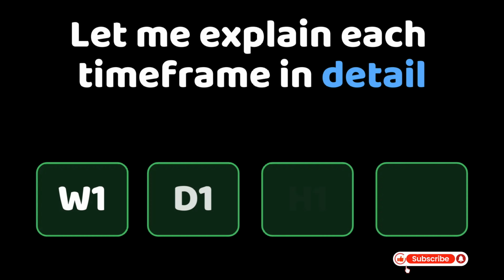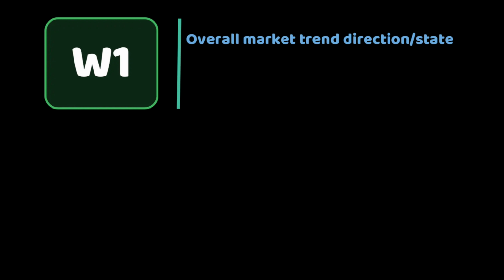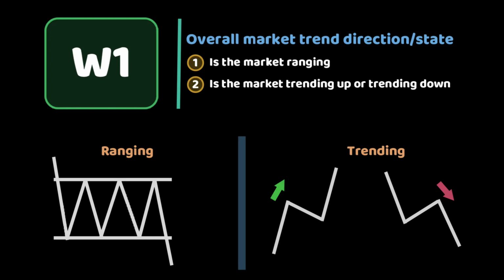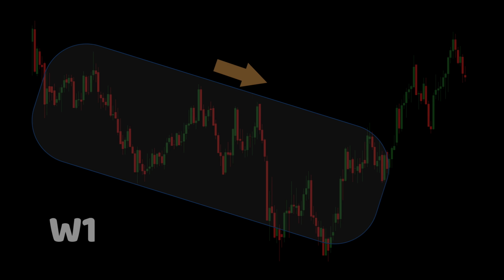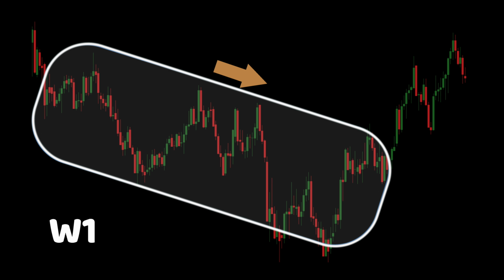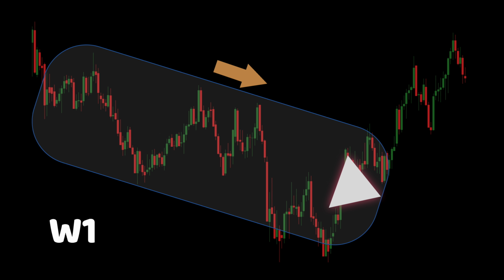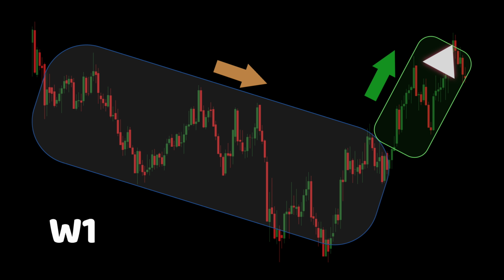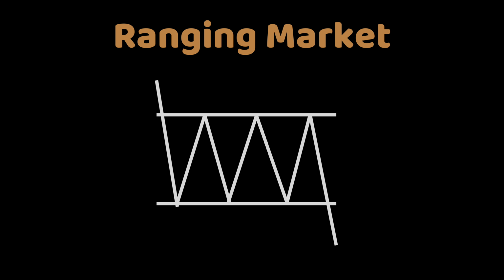Let me break down each time frame in detail, starting with weekly time frame. So in weekly time frame, we check for a few things. We check for overall market trend direction or state, which means that we check if the market is number one, ranging, and number two, trending either up or down. For example, when we look at the historic data here, the trend is going down. Then based on this recent data, the trend is going up. Then we can conclude that the trend that we see is suggesting a ranging market state.